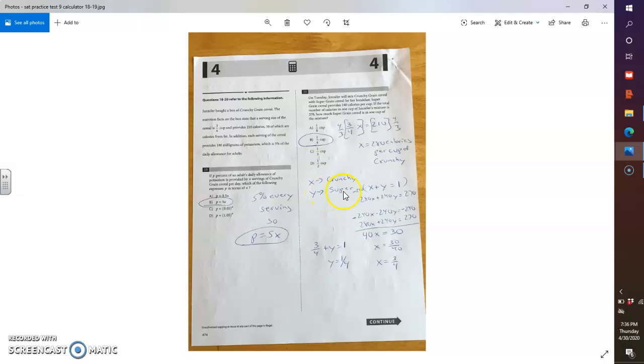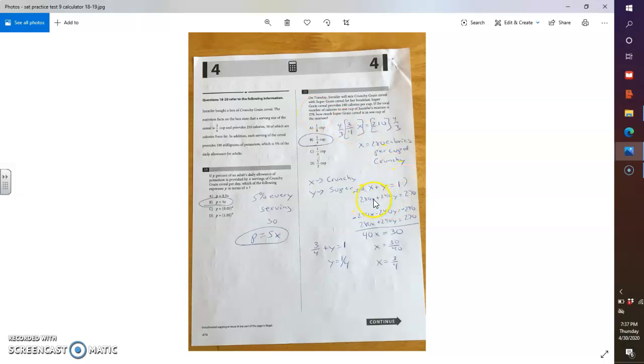X for crunchy, y for super. X plus y equals 1 because essentially we're combining crunchy grain and super grain to make 1 cup. So these are both obviously going to be fractions if they're going to add up to 1, and that's okay because we have 1 cup and it's a portion crunchy, a portion super. But I also know the total amount of calories is 270.